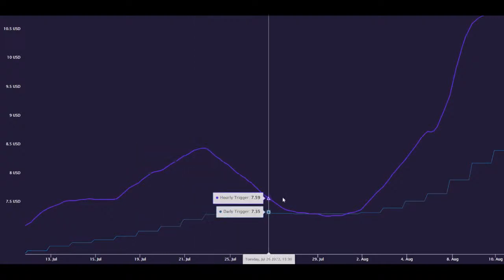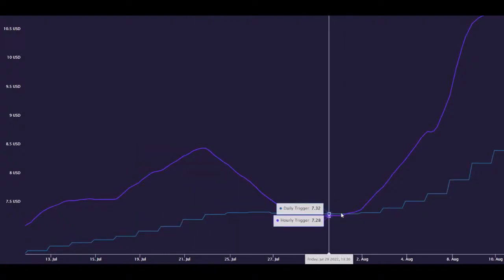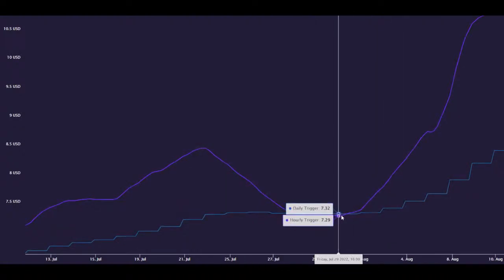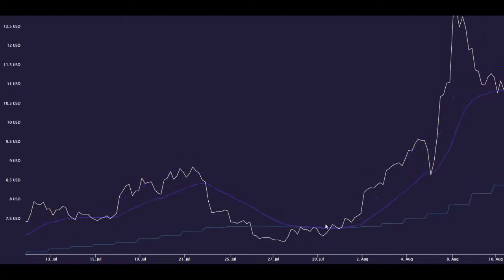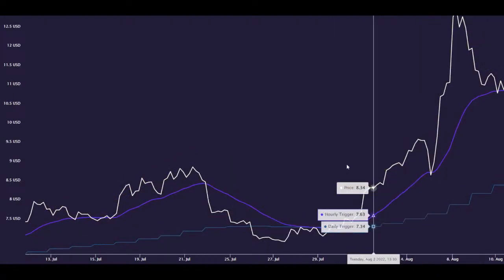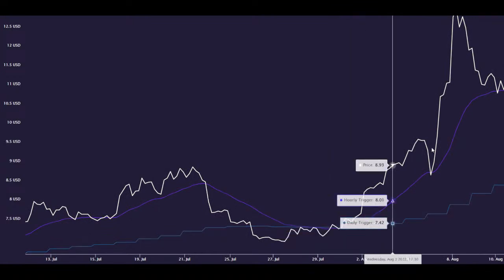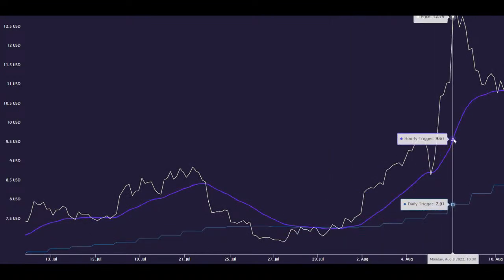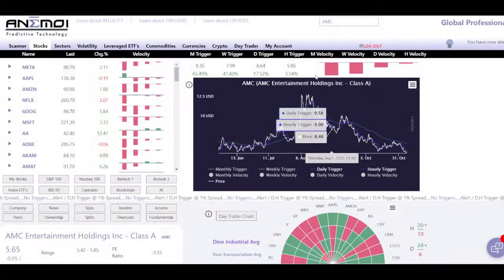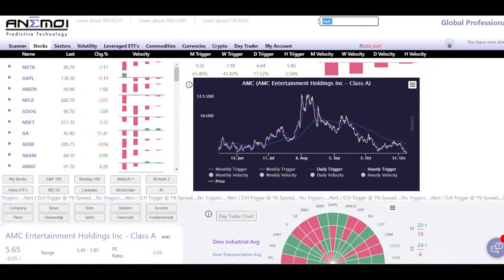The hourly trigger comes down to the daily trigger, bounces off it, and resolves to the upside. When that happens, price was about 730, and price basically doubled to the upside. It made a humongous move in a very short period of time. This is July 29th. In 10 days, price almost doubled from this airplane setup. So that's one example. Now let's look at some other examples.